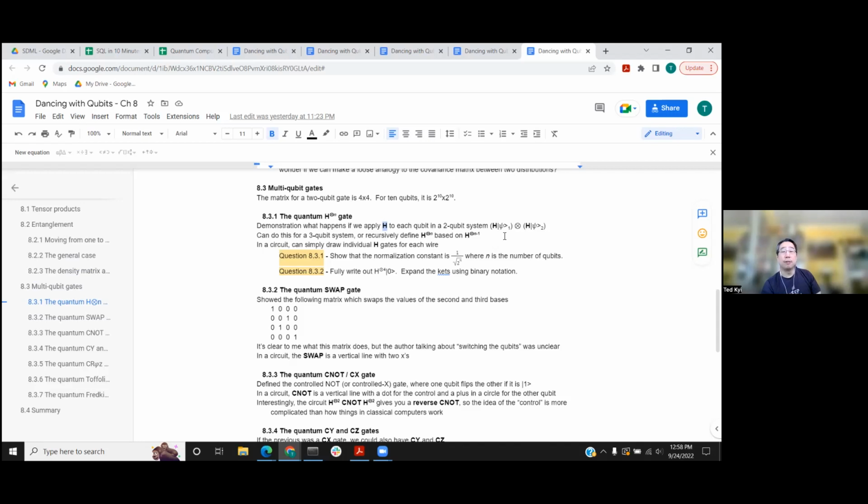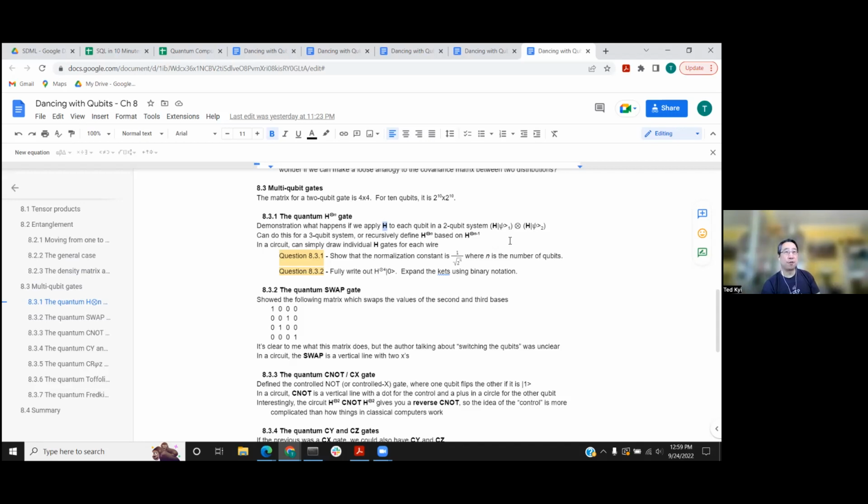So the length 4 vector of this is just going to be applying Hadamard to psi1 and tensor producting that with applying Hadamard to psi2. And then you do a bunch of math, you work things out, and you get some numbers. The author shows basically it's got a bunch of ones and a few negative ones in there.